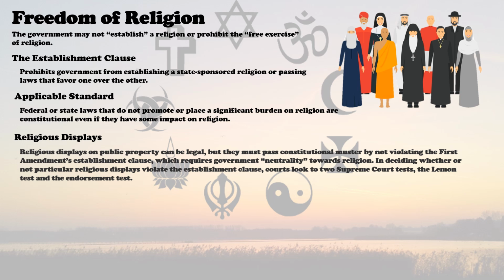Religious displays. Religious displays on public property can be legal, but they must pass constitutional muster by not violating the First Amendment's Establishment Clause, which requires government neutrality towards religion. In deciding whether or not a particular religious display violates the Establishment Clause, the courts look at two Supreme Court tests, the Lemon test and the endorsement test.